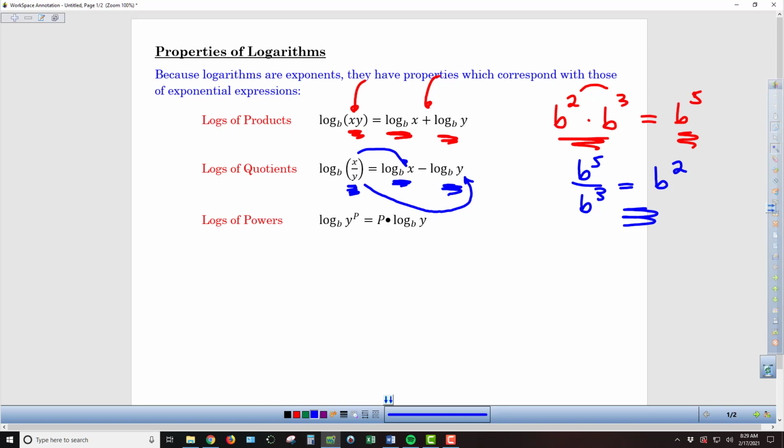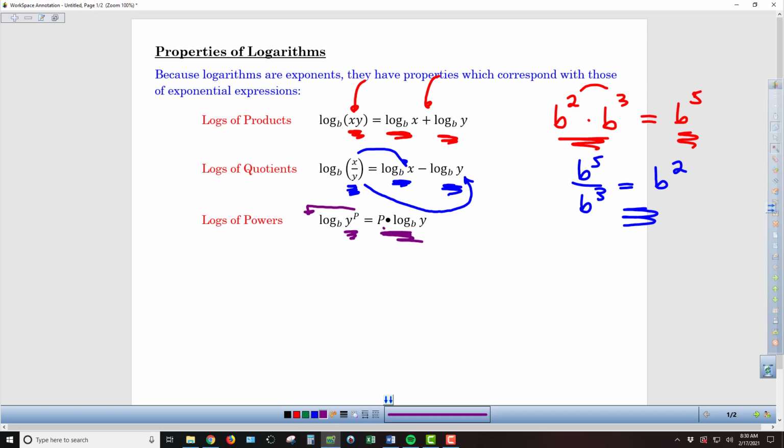And then the last example that we have here is something called the log of powers. And so what this means is that when we're taking the log of something that has an exponent in it, so in this case it's y to the p power, we can take that exponent and bring it to the front as a coefficient in front of that logarithm. And so we've got p times the log of just y.